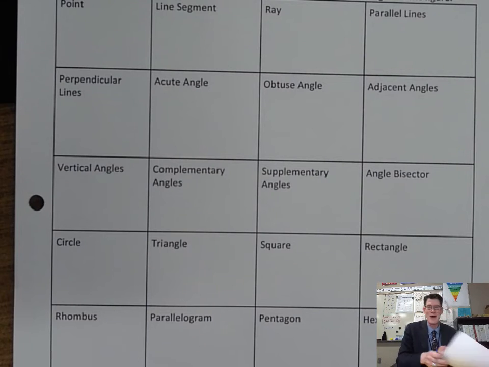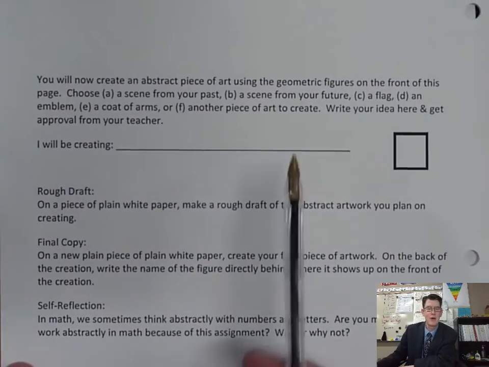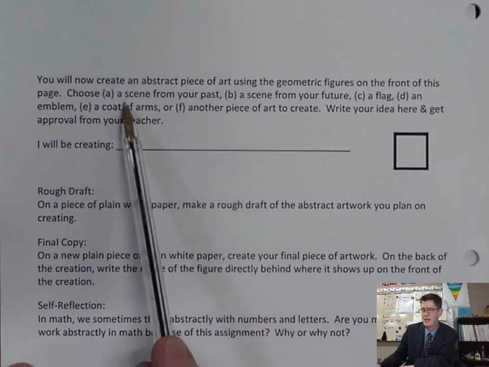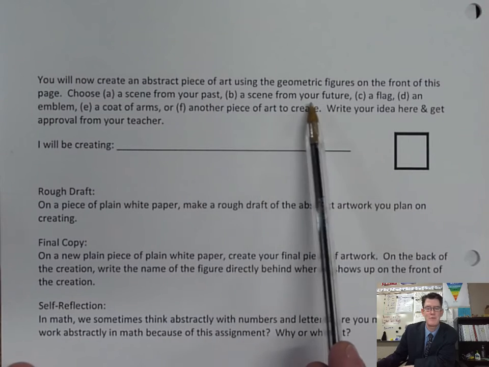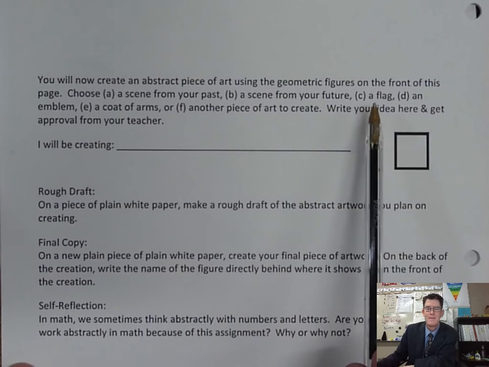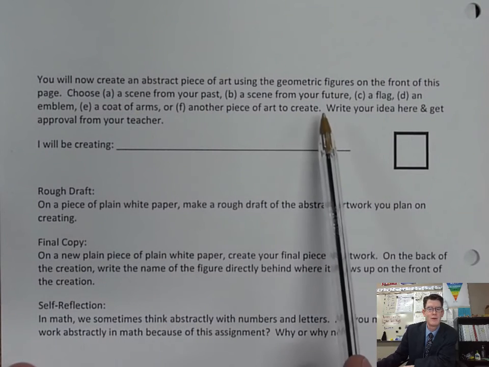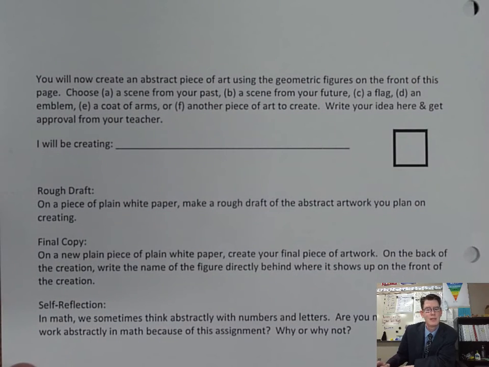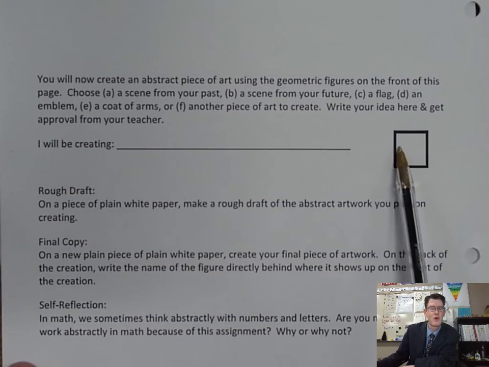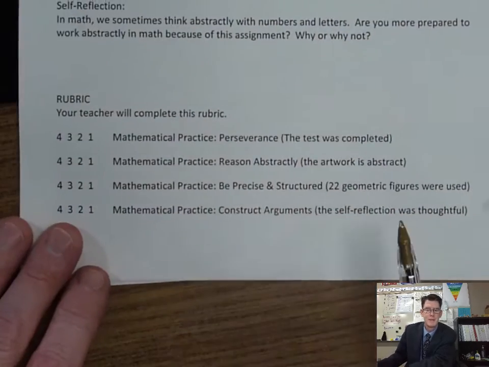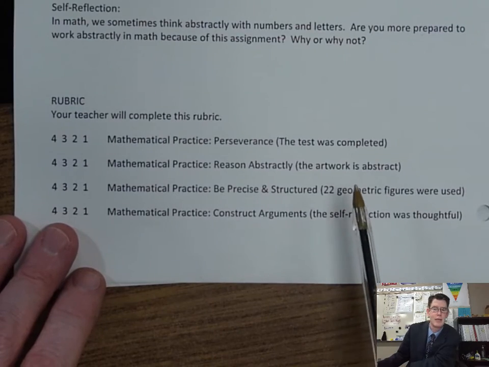So take a white piece of paper, and you're just creating a scene like it says here. You're going to make a rough draft of either a scene from your past or maybe a scene from your future, something you hope happens. You can make a flag, you can make an emblem or a coat of arms or another piece of art that you would like to make. Get my approval before you go too far on it, because I don't list it here.